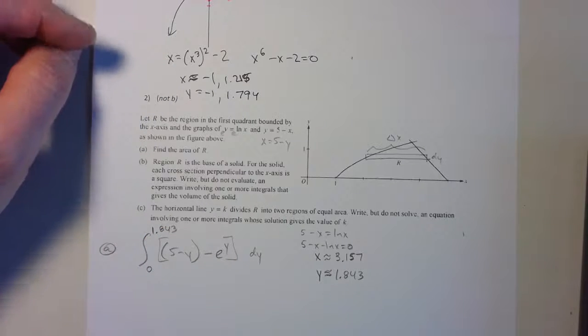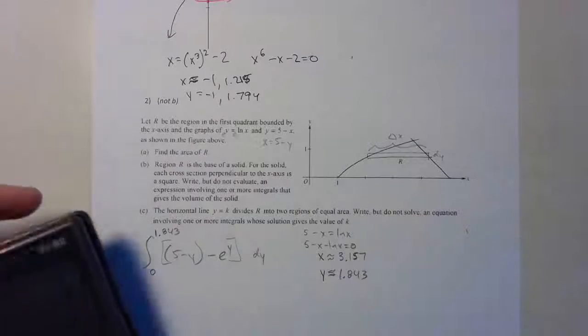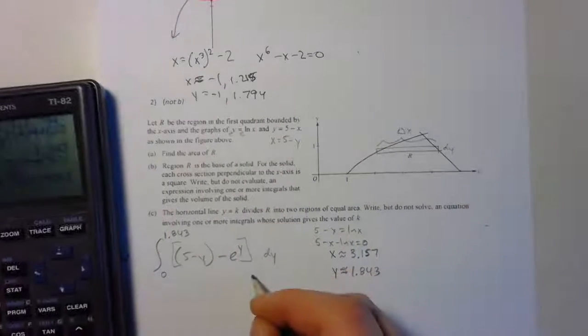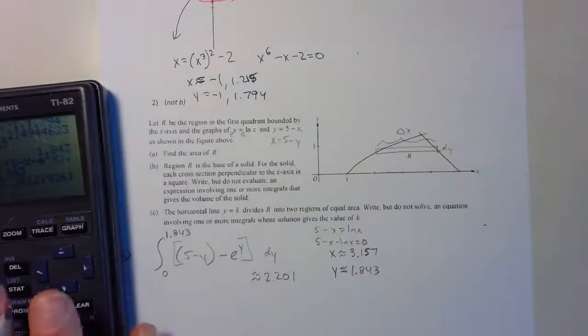Okay, we integrate that using our calculator, get an answer. I'm going to pause it real quick, do that integration just to see the answer. Okay, when I just integrated on my calculator, I got 2.201. Okay. Which seems reasonable looking at my graph.